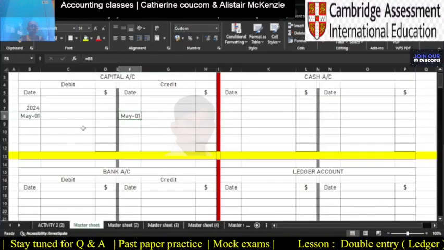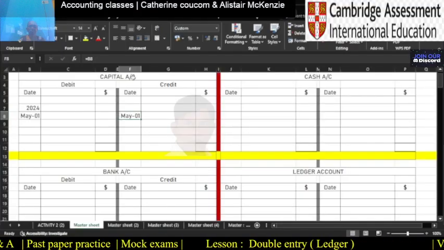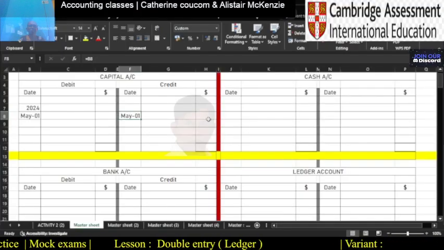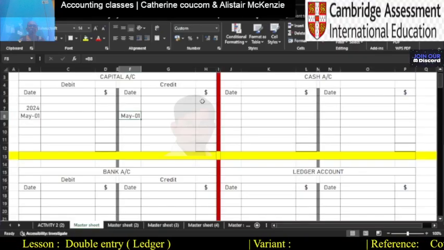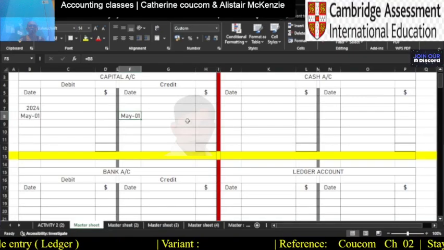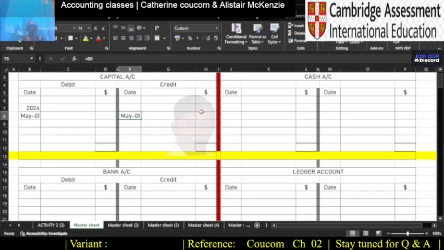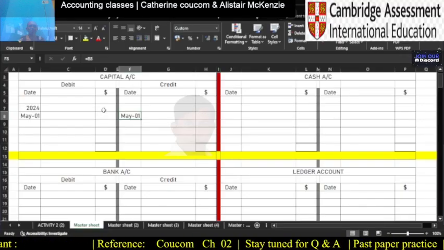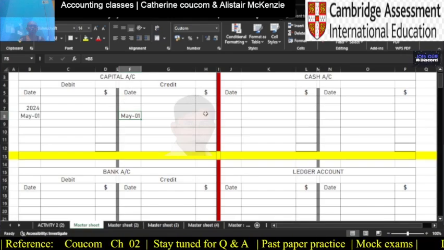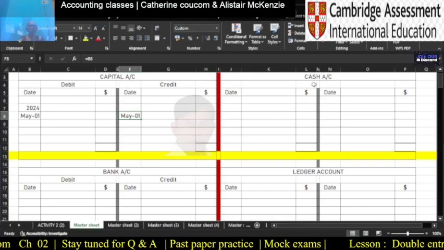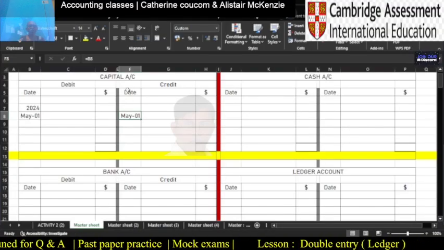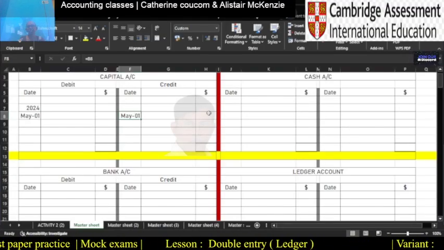So it should not be debited, it should be credited. Capital account should be credited with the amount that is given. Capital account should not be debited, capital account should be credited. So what accounts will be debited? Cash account will be debited, bank account will be debited, and capital account will be credited.